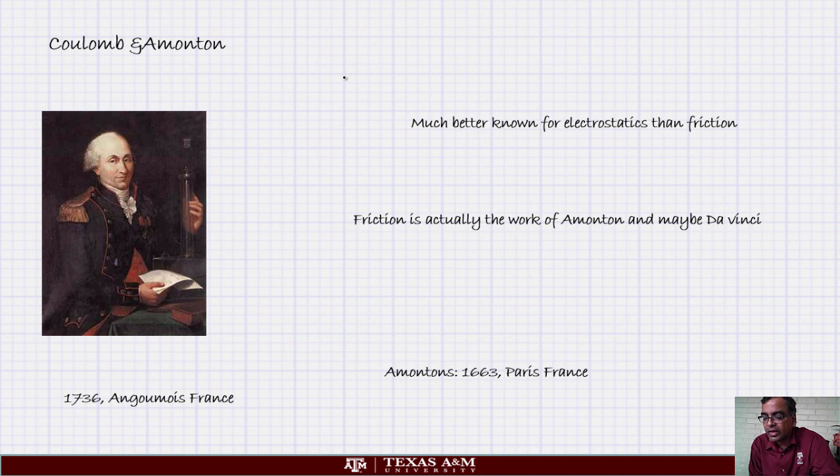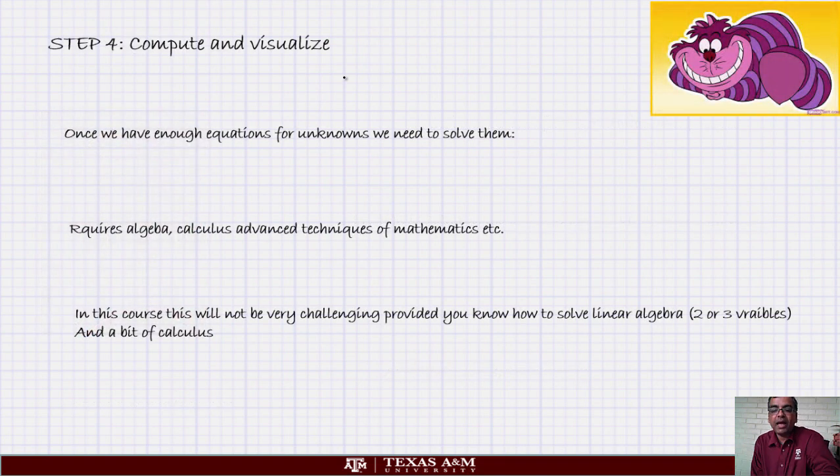Amontons, we don't know what it looks like. 1663, you can see, he was like 30-40 years ahead of Coulomb and a slightly younger contemporary of Newton. But you can see all of this happened around the same time, 1600s to 1700s. Okay, so now we get back.